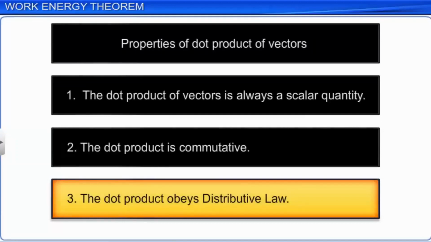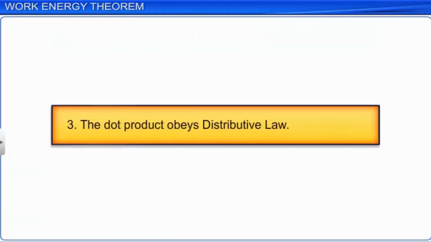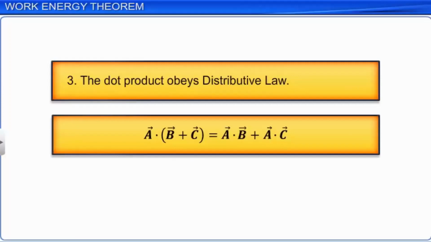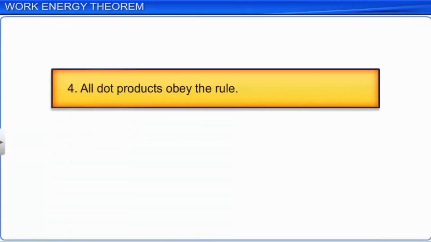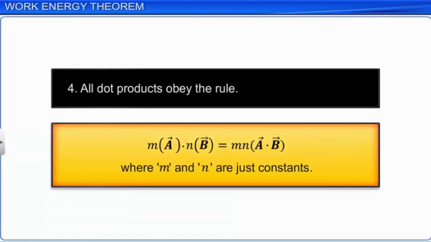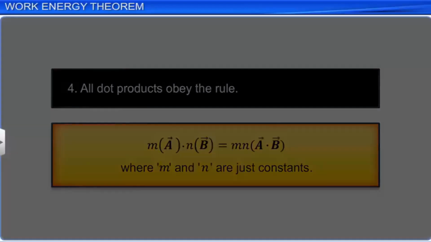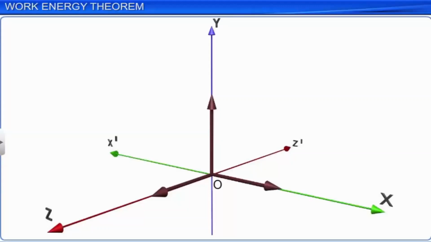The dot product obeys the distributive law. So, A dot (B plus C) is equal to A dot B plus A dot C. All dot products obey the rule (m times A) dot (n times B) is equal to mn times (A dot B), where m and n are just constants. Consider the unit vectors along the Cartesian coordinate axes i, j, and k.